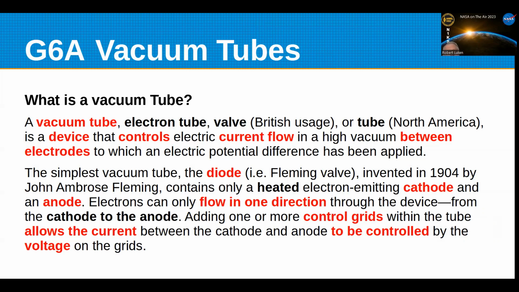The simplest one was the original Fleming valve, which was a diode back in 1904, where they heated up an element called the cathode and put a voltage on the anode and got electrons flowing from the heated cathode to the anode. And it only flowed in one direction, so it was the first rectifier diode.